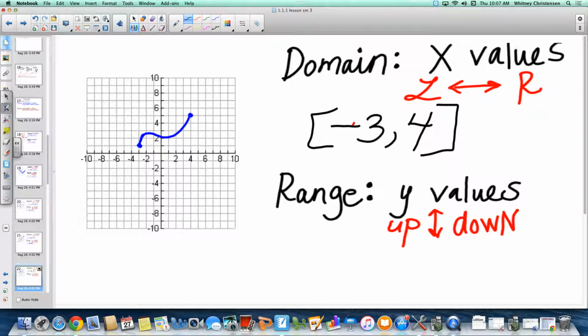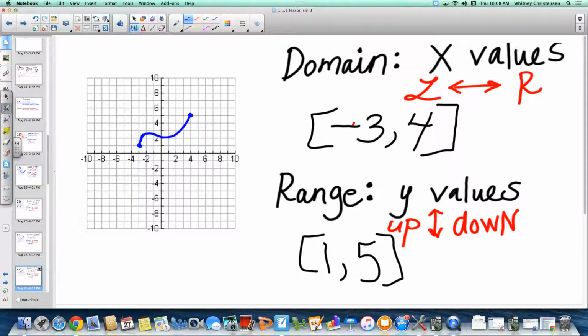Okay. Now how about range? Now we're talking up and down. 1 to 5. From 1 up to 5. Very good. Did it include 1 and 5? 1 and 5. Very good.